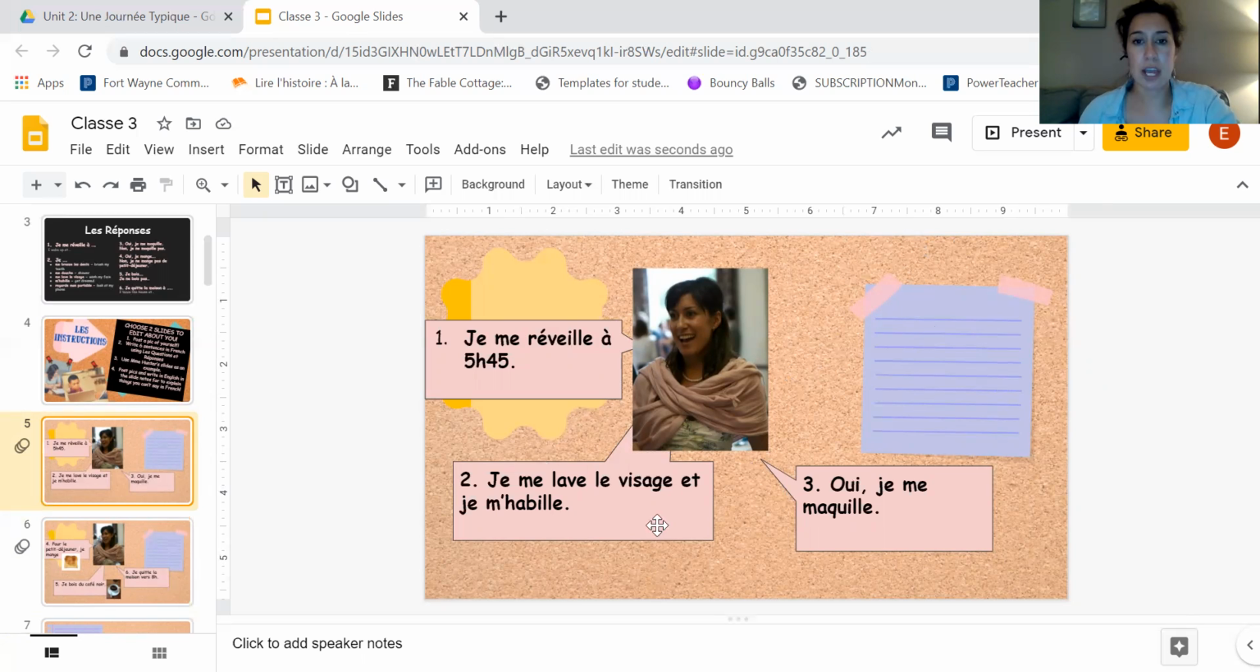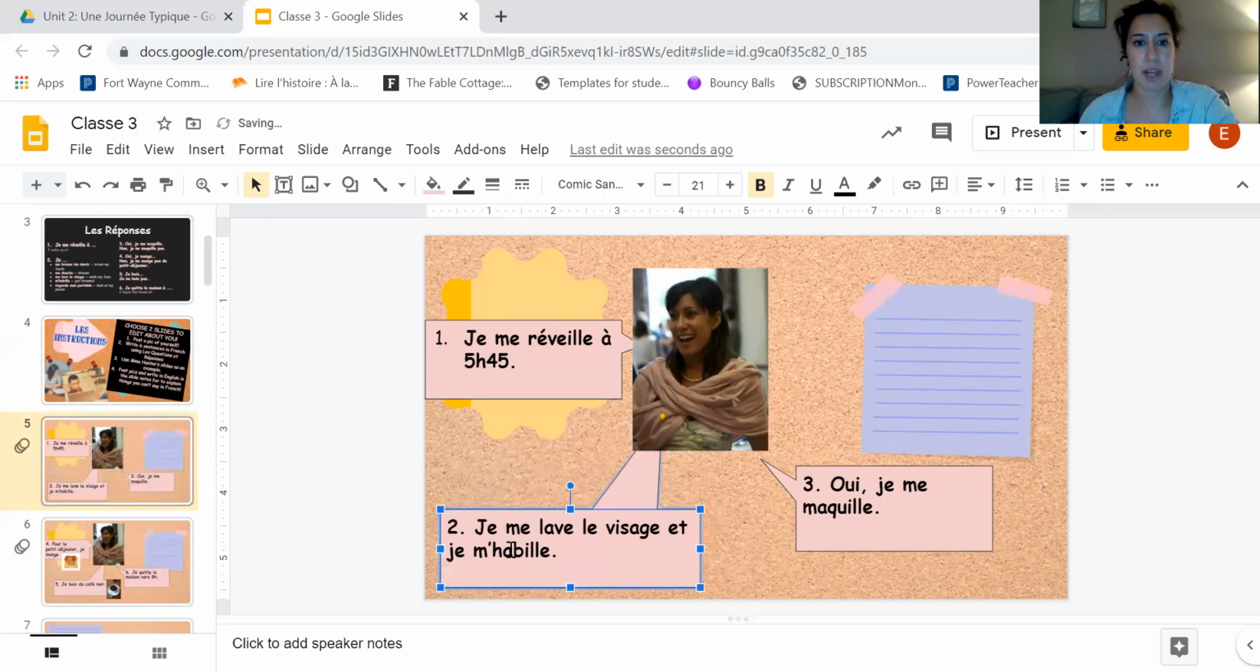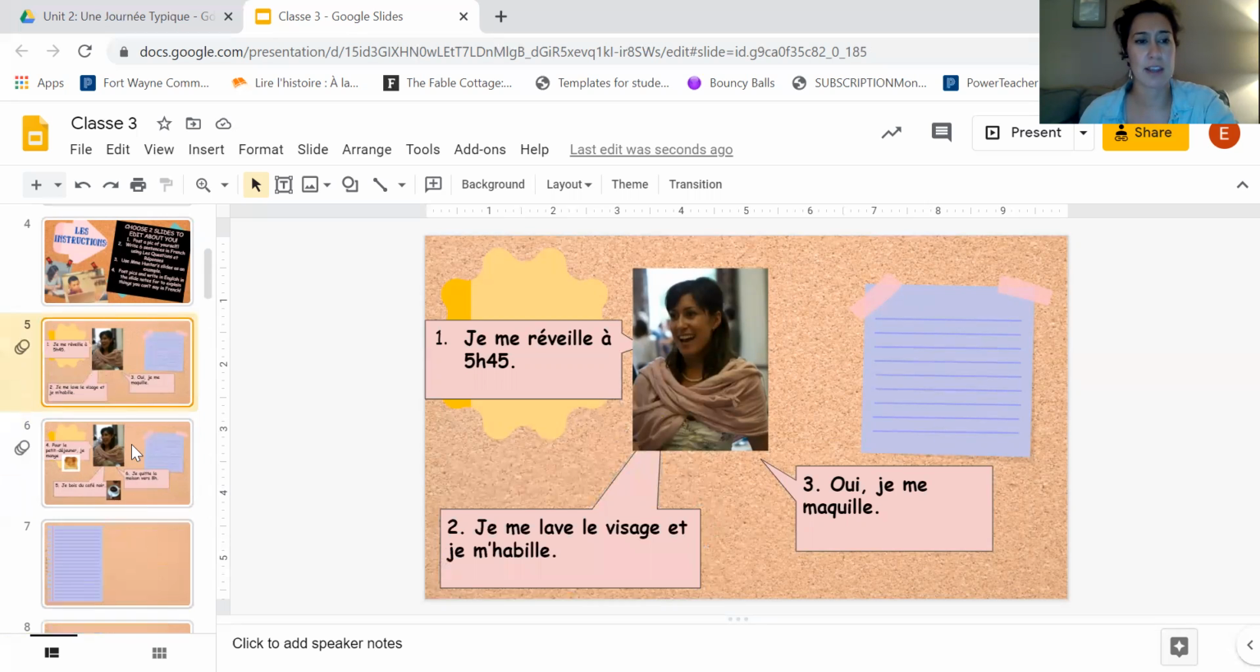You do not have to have your layout the same as mine. You do not have to have speech bubbles the same. You can be way more creative. You can choose your colors. You can have more than one picture. Please do make it super interesting.